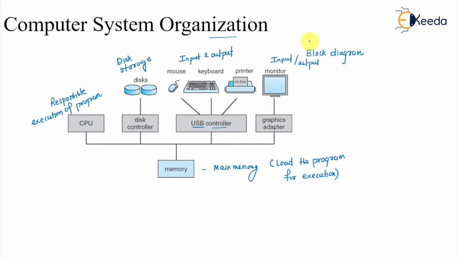Now this entire thing is connected through this wiring, which is basically called the bus. So this entire interconnection between CPU and memory, memory and disk controller, and the input output devices is connected through a system bus. Generally we learn this organization as a block diagram. Here this picture is more descriptive.